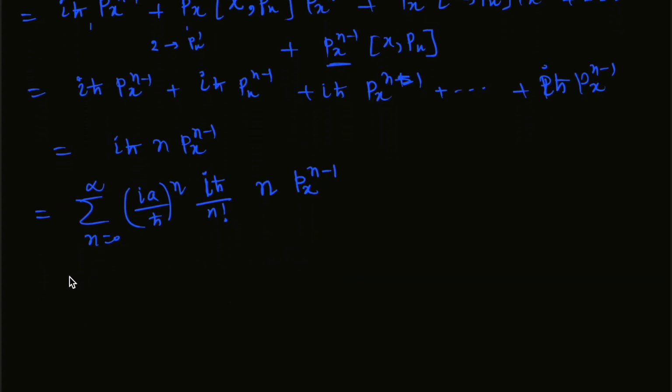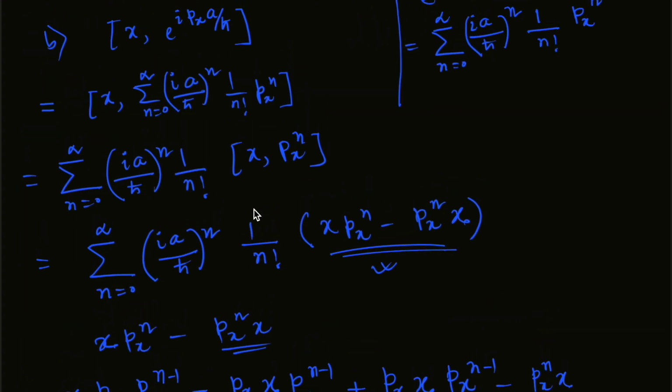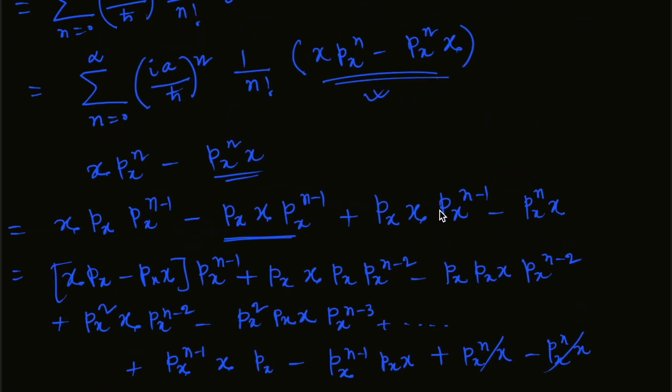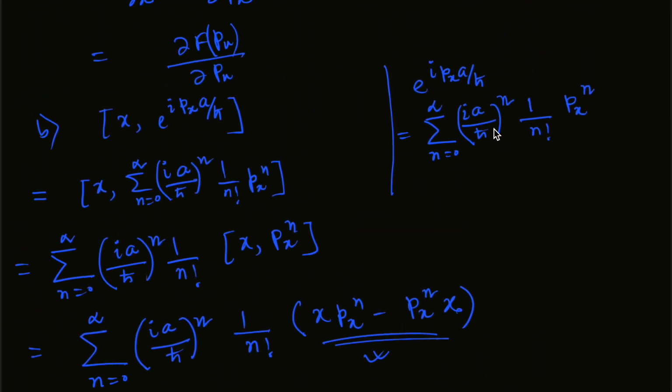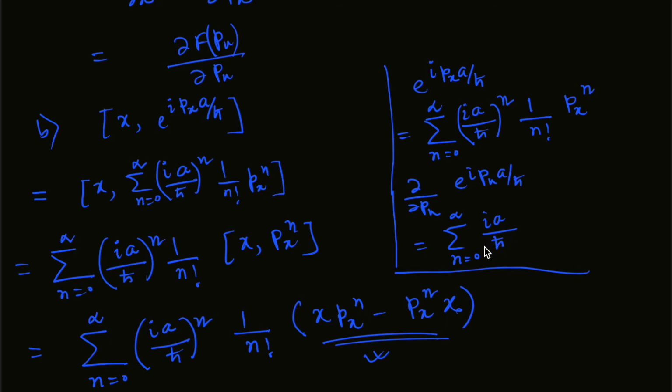So that means it is nothing but... if we differentiate this with respect to ∂/∂px, let's see, e^(i px a/ħ). If we differentiate it, what we'll get is the summation of n equal to 0 to infinity, (i a/ħ)^n by n factorial, px^(n-1).